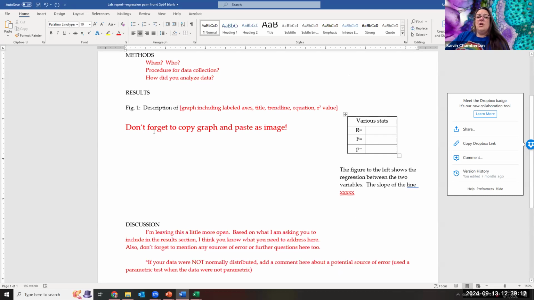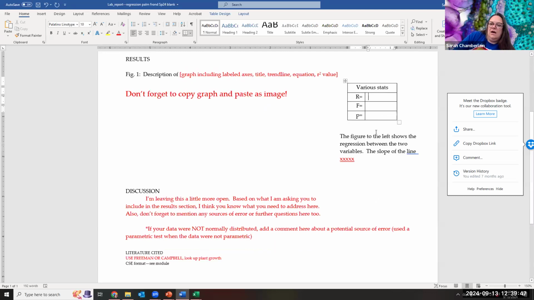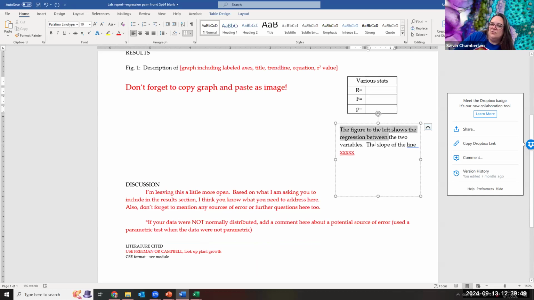Okay? All right. You're going to copy and paste your graph right here once it's all pretty, right? You're going to write a description of that figure. So I'm going to let you figure that out, right? You might want to have a little table off to the side, right? That kind of lists the stats that you need to report just so that they're there and you can refer to, it's easier for your reader to look at. Okay. And then here's a little description of the figure at the left shows the regression between the slope of the line is blah, blah, blah. Like, what does that mean?